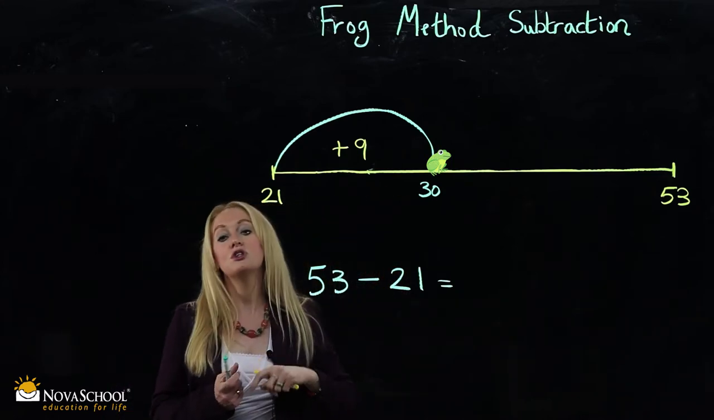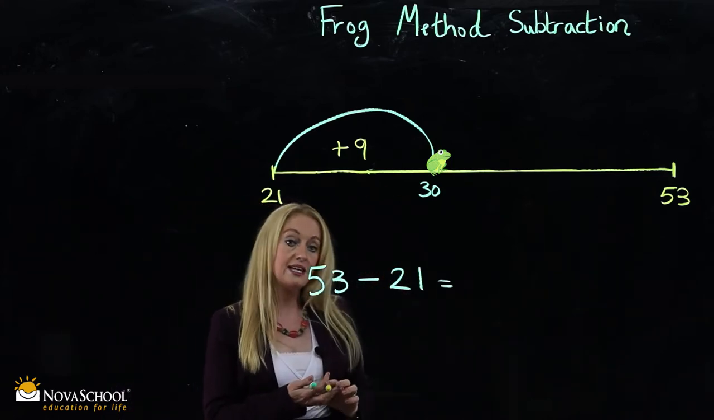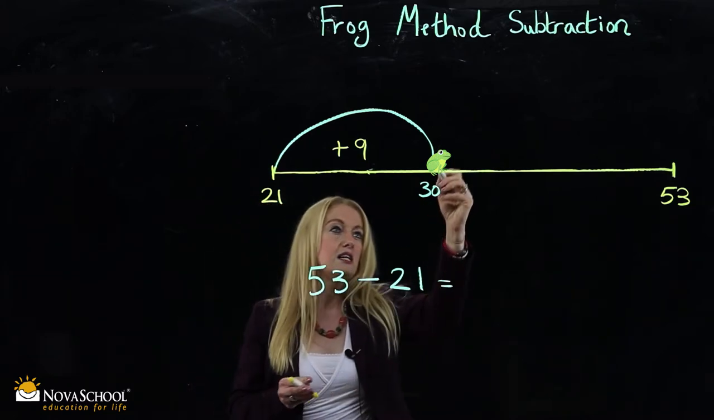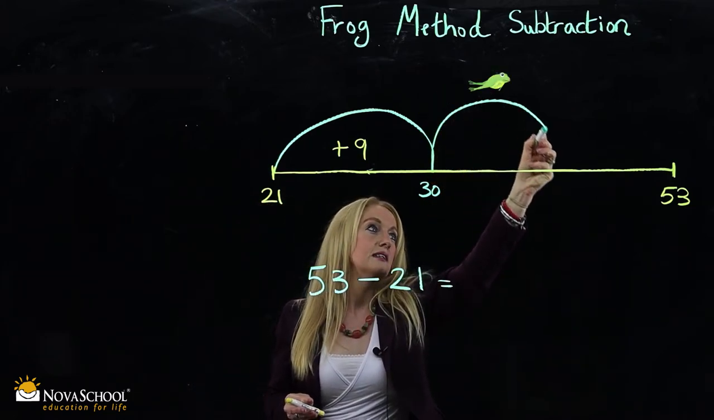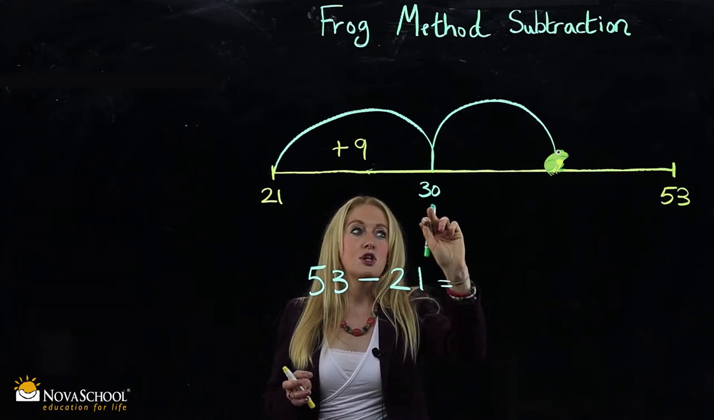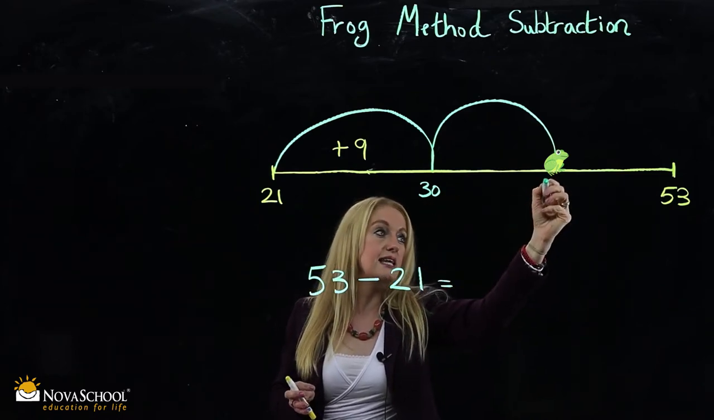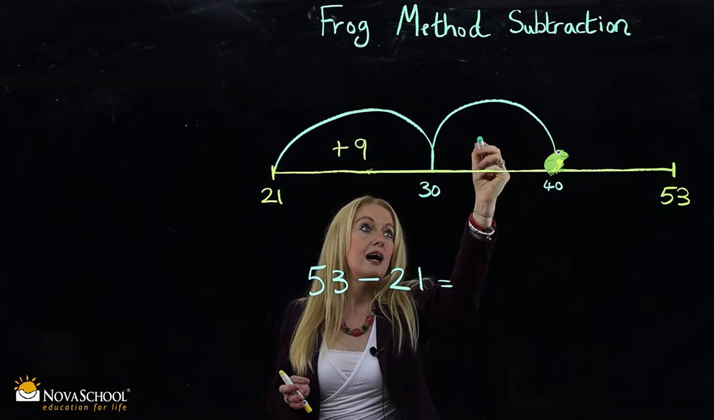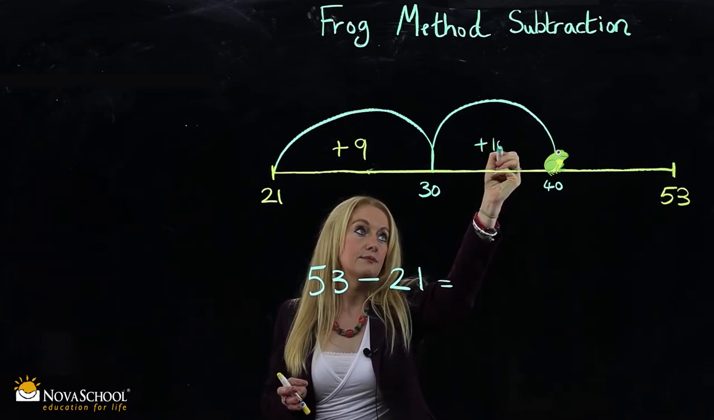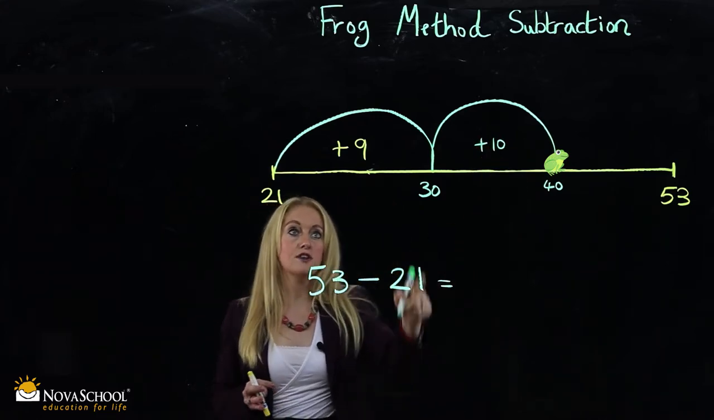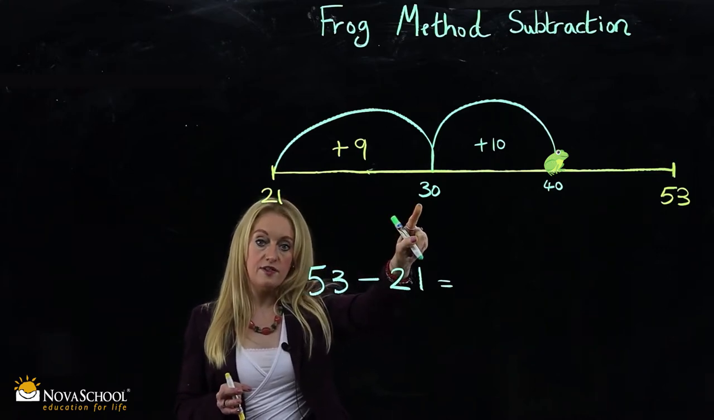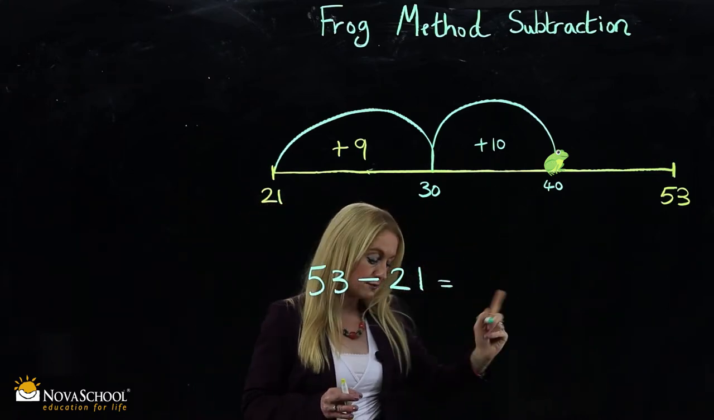What's next? We jump to the next multiple of 10 to make it nice and easy for the students. Okay, so here we go. We jump again and we jump another 10. So the next multiple of 10, nice and easy. We've got 40 here and we add 10. Okay, so we've now got the 9 from 21 to 30 and the 10 from 30 to 40.